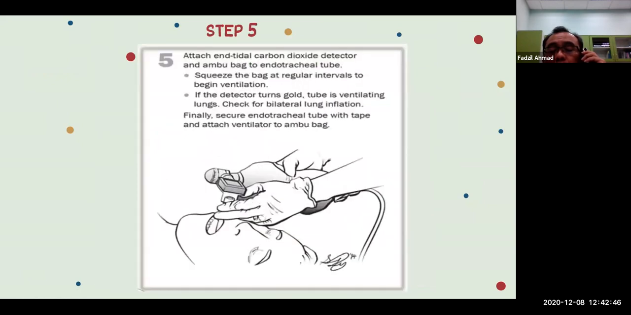And the last step is to attach the end-tidal carbon dioxide detector and move back to the endotracheal tube.